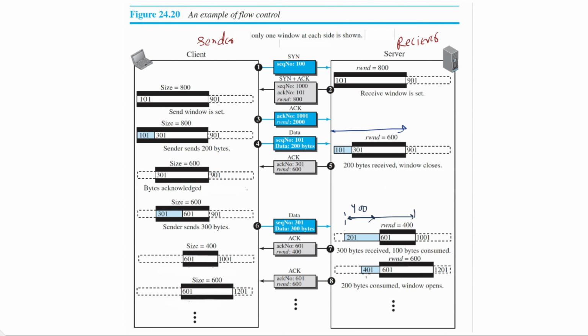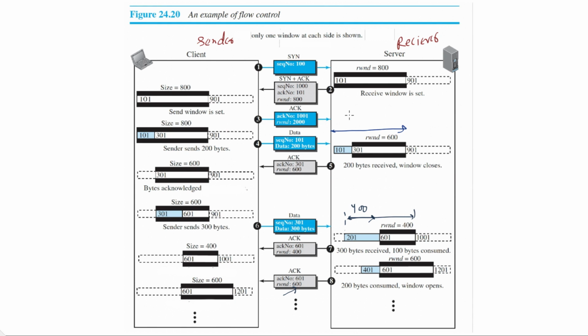Now suppose after some time some more bytes got consumed and the receiver window has been increased to 600. So the receiver will say, see, 200 bytes now just got consumed, and now my window is more open, so please send me 600 bytes if you want to send me. So the receiver window is now 600. This is the whole picture of flow control.